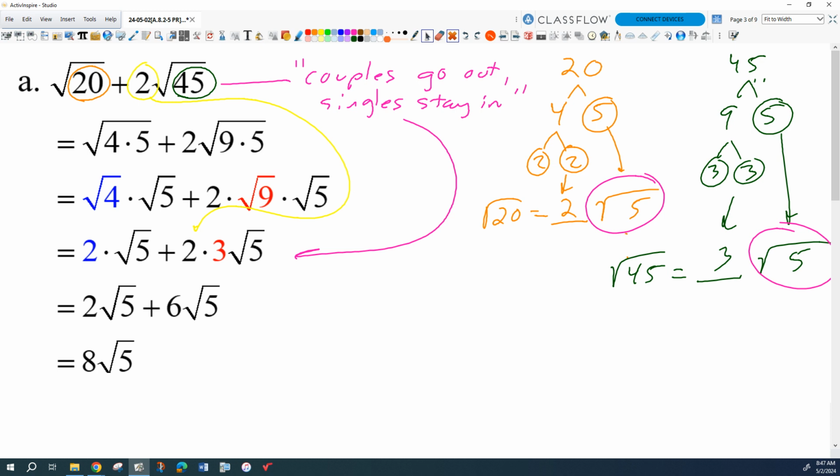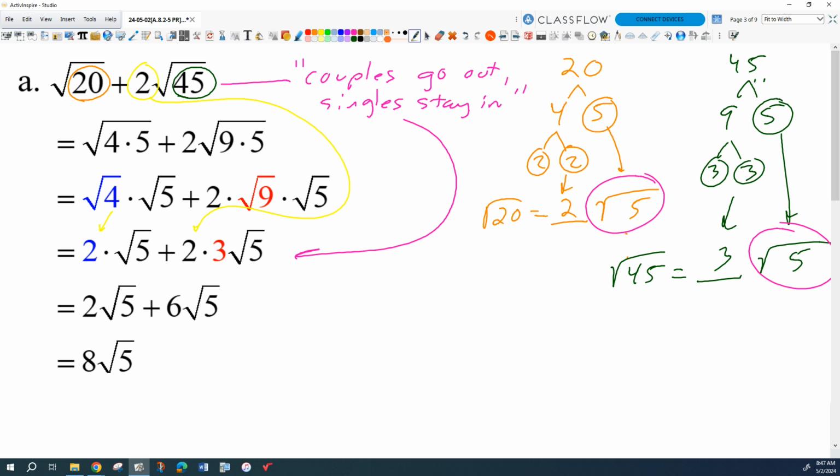How come I do that? Because the square root of a perfect square just gives me a whole number, right? So when you're dealing with small numbers like this, that's an okay way to do it. With big numbers, I would stick with couples go out, singles stay in. And you can always do the factor tree and couples go out, singles stay in if you want to. Same thing with 45. If we look at 45, is there a perfect square factor that divides into 45? And if so, what's the biggest one? What's the biggest perfect square factor of 45?